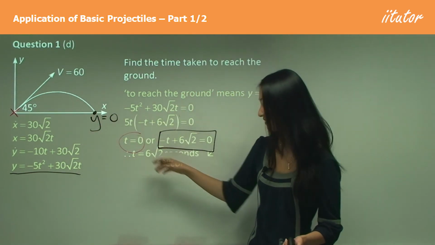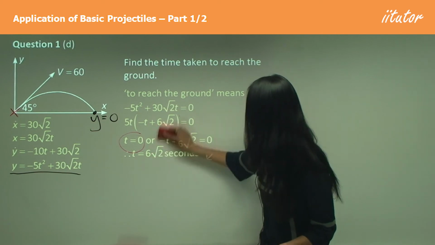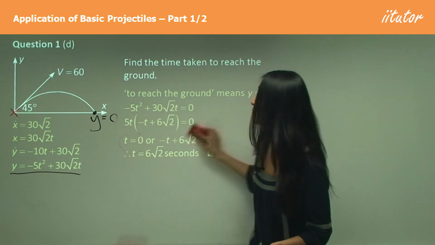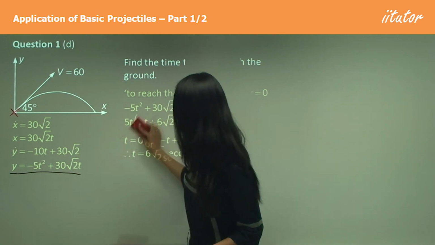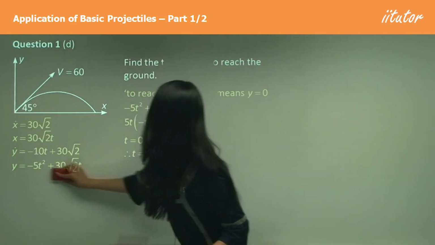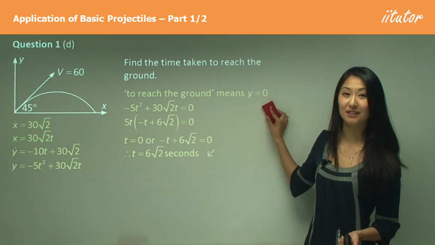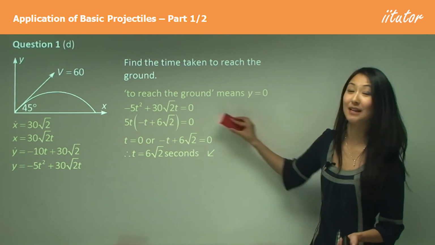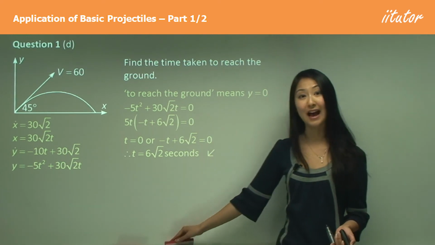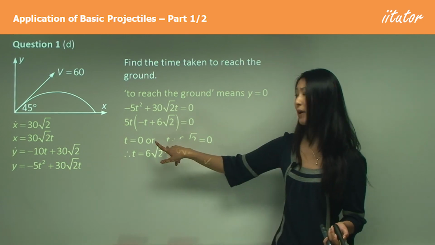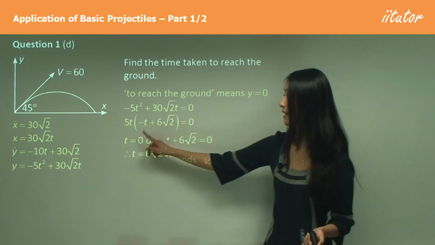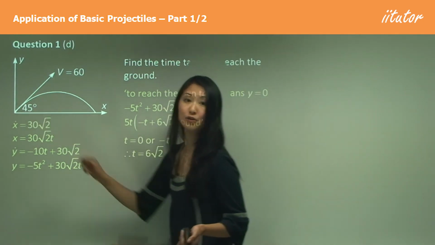What you need to remember for this question is when you see time of flight or time taken to reach the ground, what you need to think is that means y equals 0. And then it's quite simple, just substitute it in, factorize and work it out. And the other thing you need to remember, you're always going to get two values, and t equals 0 represents your initial value there.